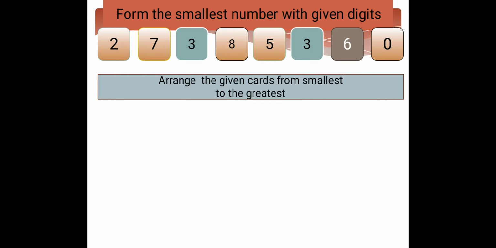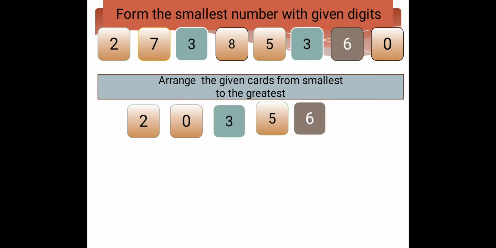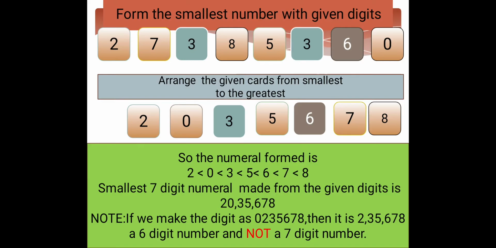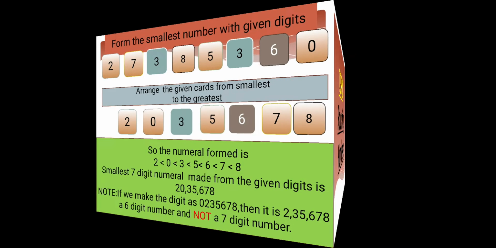We are going to put the digits from small to big: 2, 0, 3, 5, 6, 7, 8. 3 was repeated twice, so we have taken it only one time. But look here, we have taken 2 first and 0 as the second number.